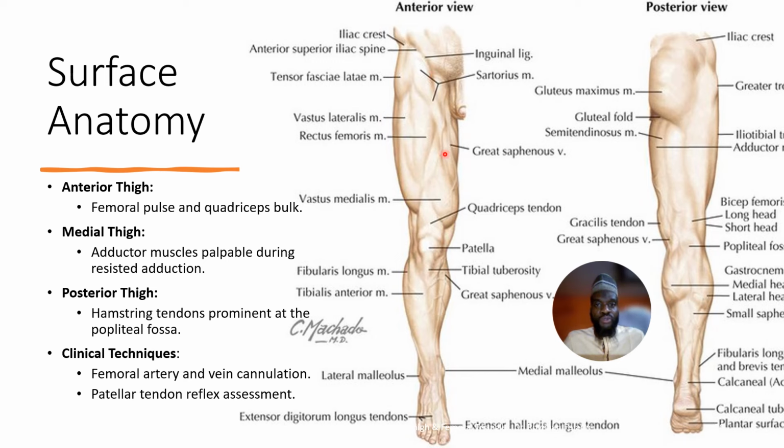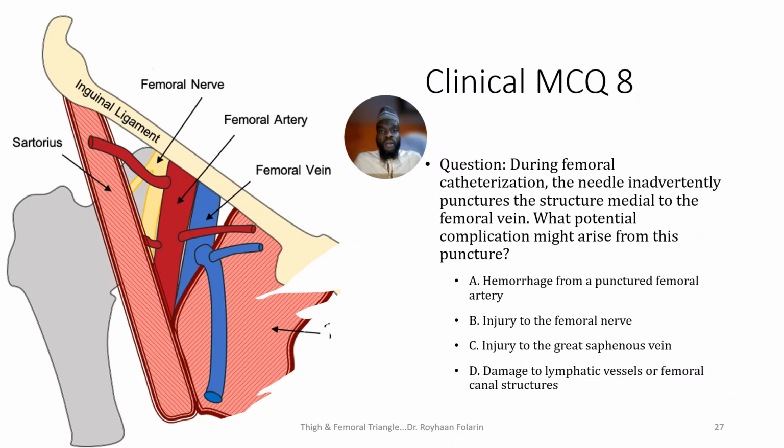You've seen the adductor muscles, especially during a resisted adduction. You appreciate the adductor muscles, and in the posterior thigh, you've appreciated the hamstring muscles, which are palpable at the popliteal fossa as well. So all of these landmarks are particularly useful for clinical procedures.